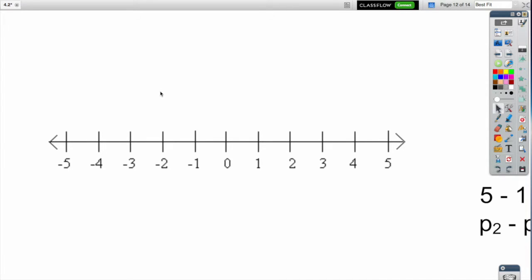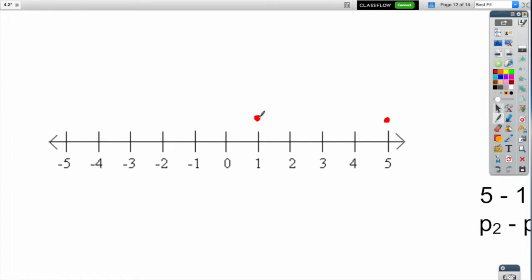All right, so let's take a look at slope in a different way. Now, before we get into this, let's just talk about distance. So forget about graphing on a coordinate plane. Let's just talk about a number line. Now, let's say I wanted to find the distance between 1 and 5.